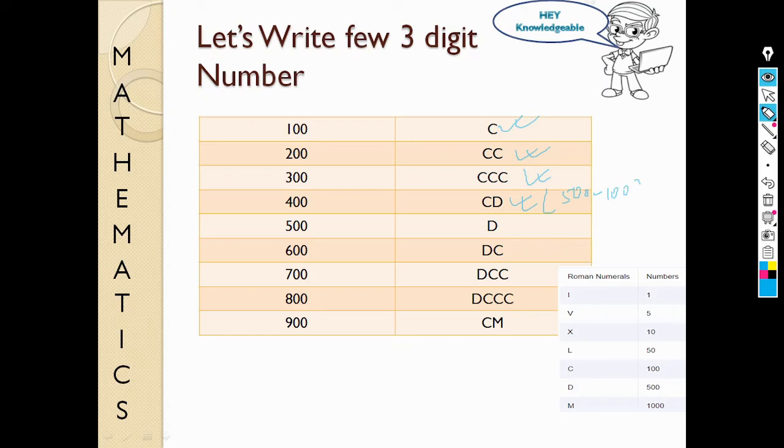500 minus 100. 500 is written as D, 600 is written as DC, that is 500 plus 100, and 700 is written as DCC, 800 is written as D followed by triple C, and this 900 can't be written as D followed by 4 C's, so it is written as CM because this is following the rule of subtraction, and M is the next numeral in the Roman system, so it is written as 1000 minus 100, so this becomes 900.